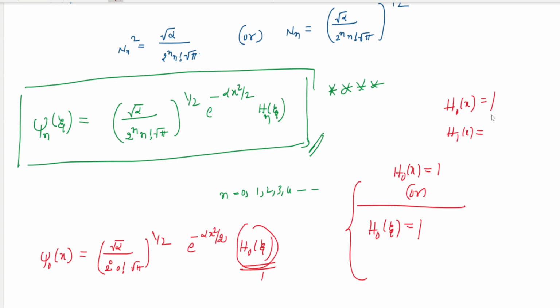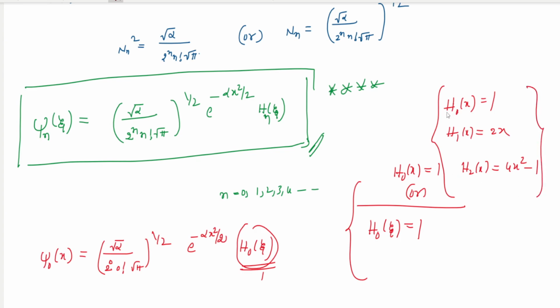At least I can give one or two Hermite polynomials. These are the first polynomials: H0 of x equals 1, H1 of x equals 2x, H2 of x equals 4x squared minus 1. Okay, we can use this one.